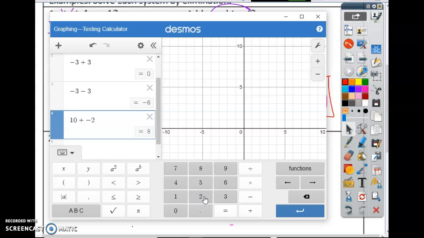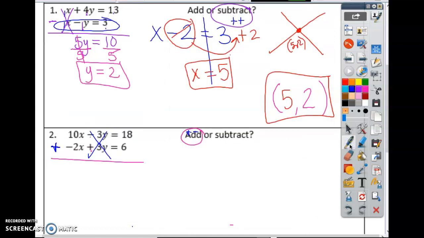Gives you positive 8x. So this right here is 8x. What about 18 plus 6? 24. Okay, we're almost done. What's the last step? Divide by 8. X equals what? 3. 24 divided by 8 is 3. So that's my x in my solution.